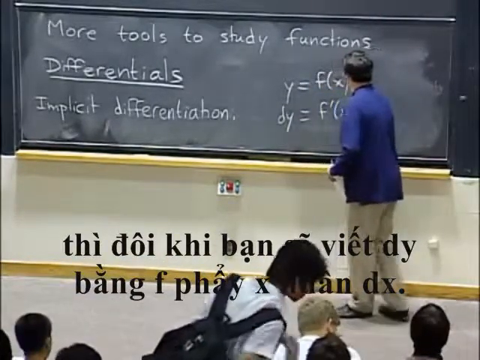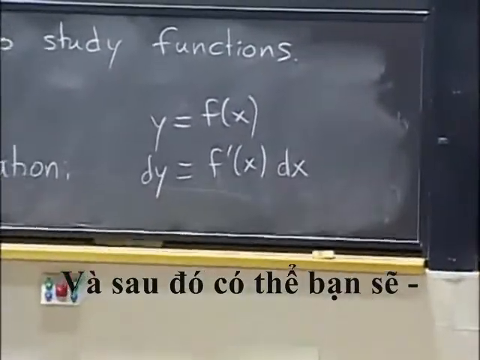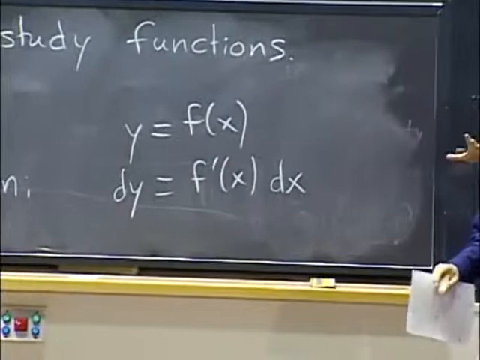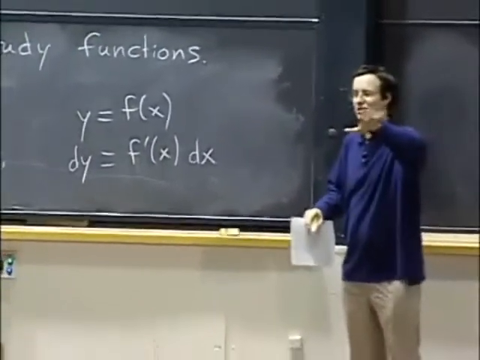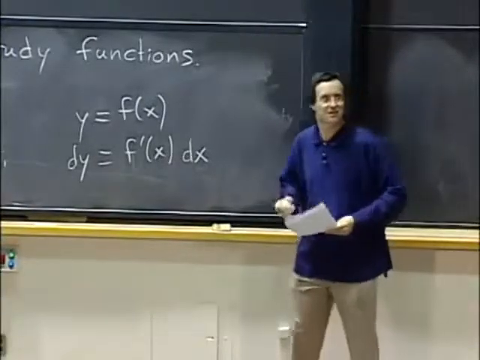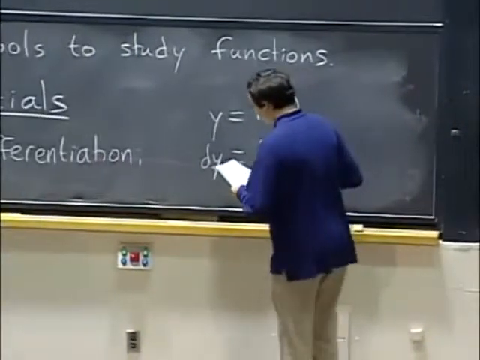equals f prime of x times dx, and then maybe you would, excuse me, can you please take a seat and sit down? That would be better. Thank you.